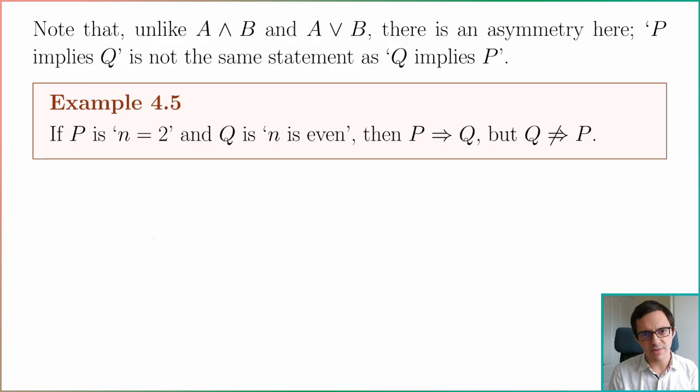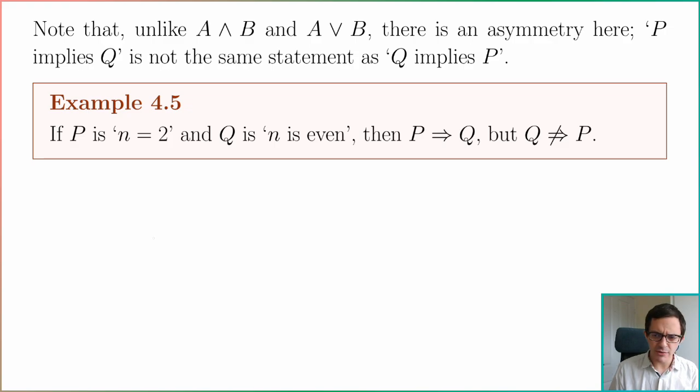It's not the same thing as Q implies P. You can look at the truth table to convince yourself that Q implies P is a different thing. I also have an example where we might say that if n is 2, then n is even, but you can't go the other way. If n is even, you can't conclude that n is 2.